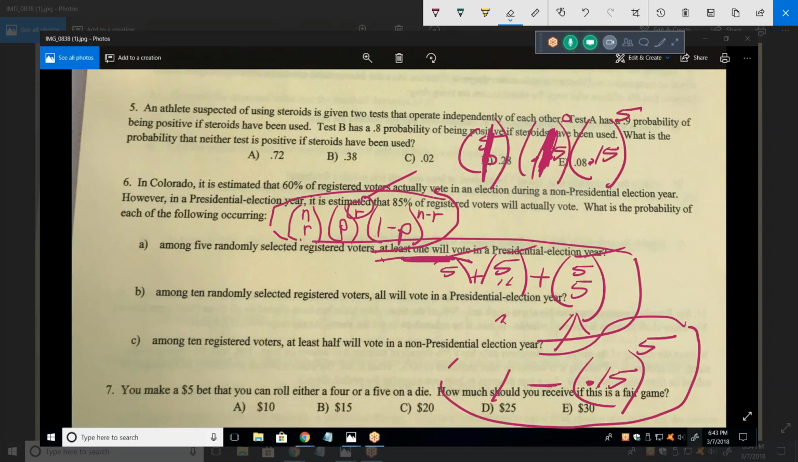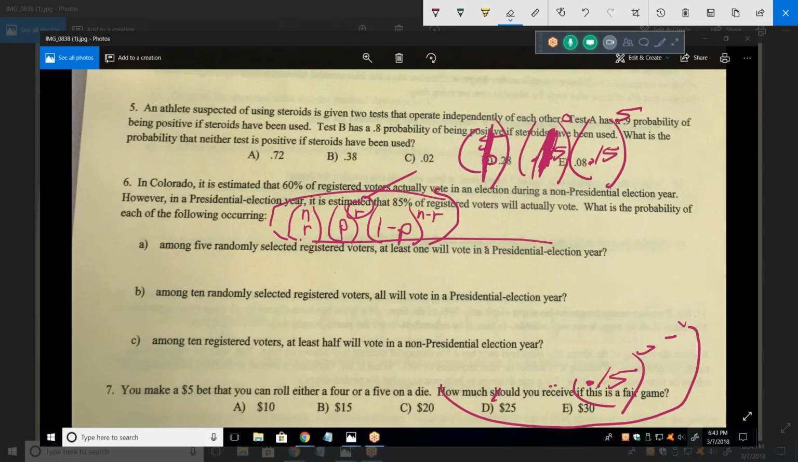So, you want me to put this answer, 1 minus 0.15 to the 5th power? Yeah, I got that. Now, you can always access the recording of this. Oh yeah, for sure. Okay. So that's the answer to A.